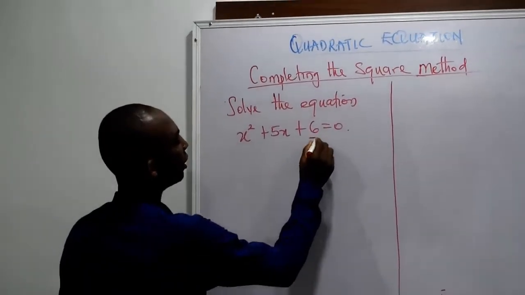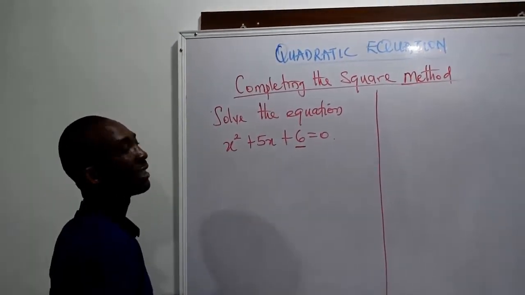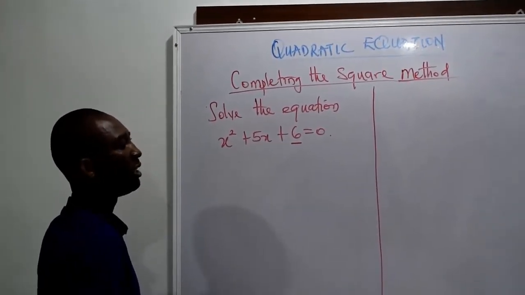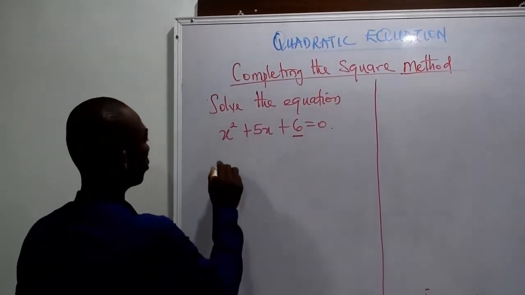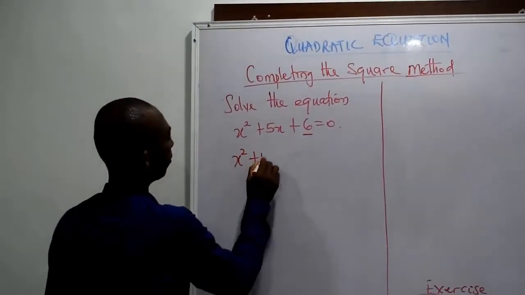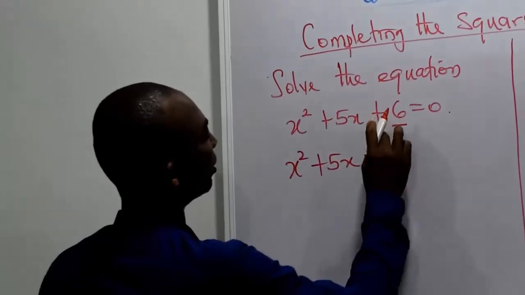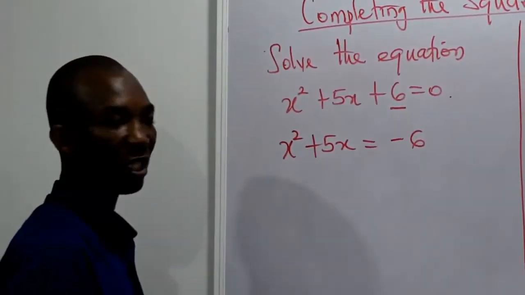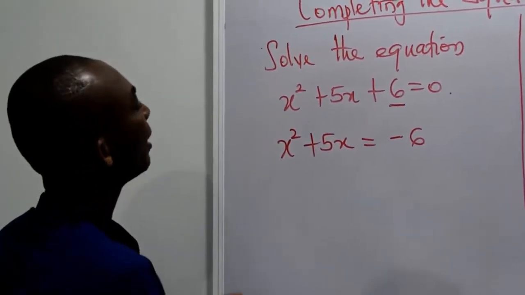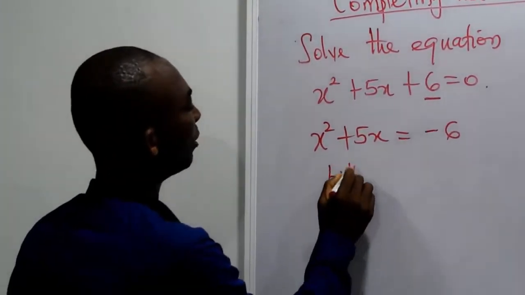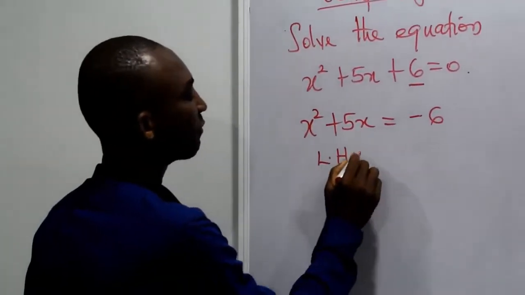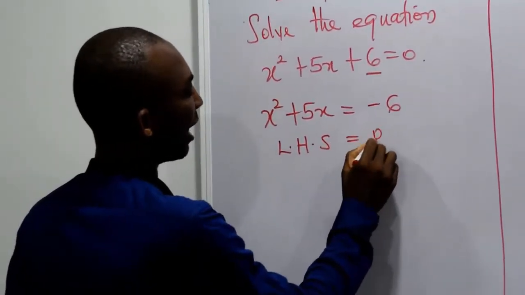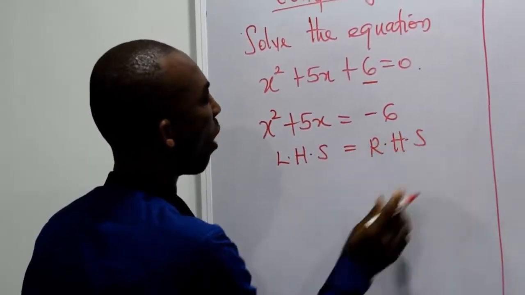What you need to do is to first of all take the constant value, which is plus 6, to the right hand side. So that becomes x squared plus 5x equals, when you take this to the right hand side, this becomes minus 6. Good. The next thing is now divided into 2. We now have the left hand side and the right hand side.